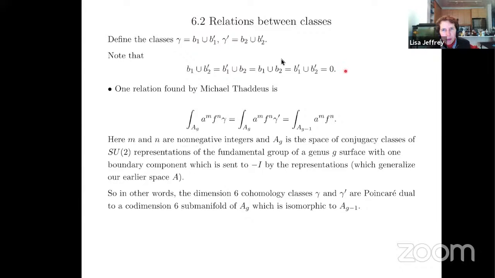So one relation that was found by Michael Thaddeus, this is more general. This is for genus G. And the gammas could be defined more generally. And there's a relation that reduces the genus. So you have classes A and F and gamma.